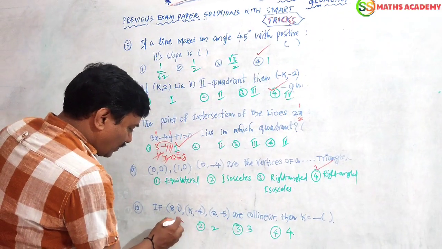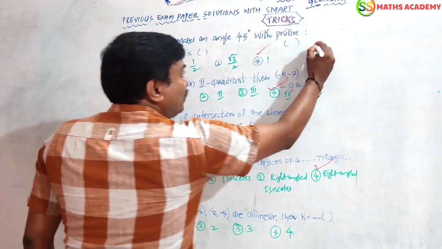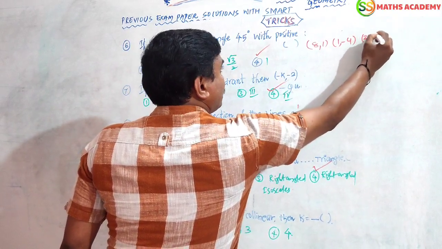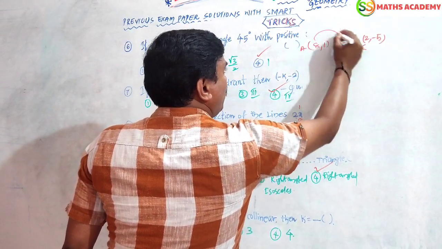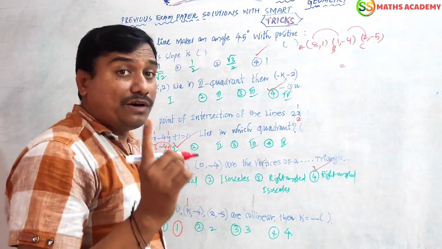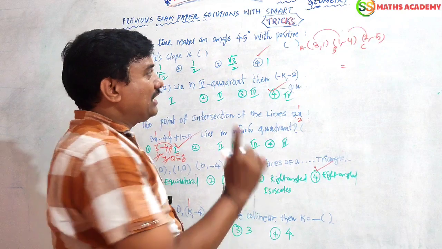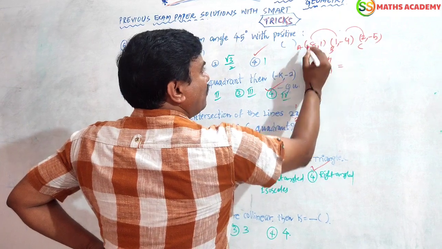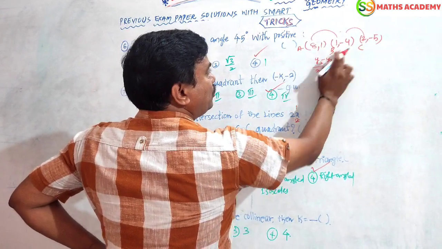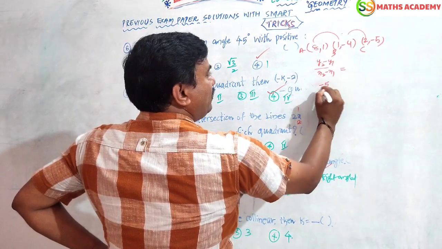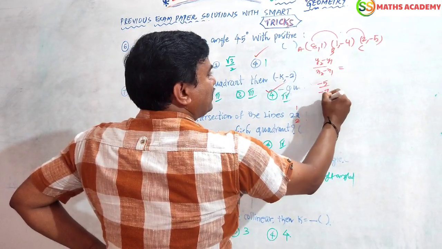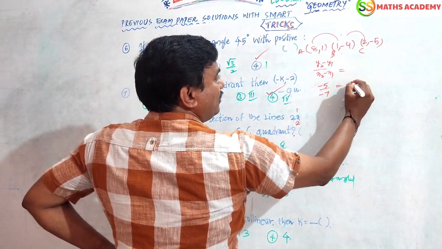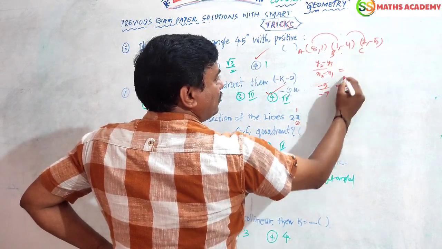Suppose I choose 1 instead of k. So (8, 1), (1, -4), (2, -1) are A, B, C. Slope of AB equals slope of BC, then that is the perfect answer. What is the slope formula, children? y2 minus y1 by x2 minus x1. For AB: y2 minus y1 is -4 minus 1, which is -5; x2 minus x1 is 1 minus 8, which is -7. Here, slope of BC: y2 minus y1 is -1 plus 4, which is 3; x2 minus x1 is 2 minus 1, which is 1.